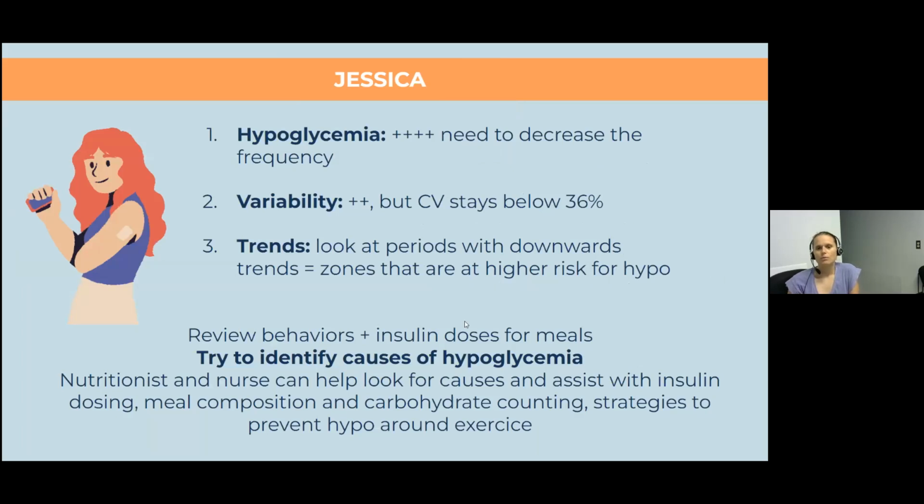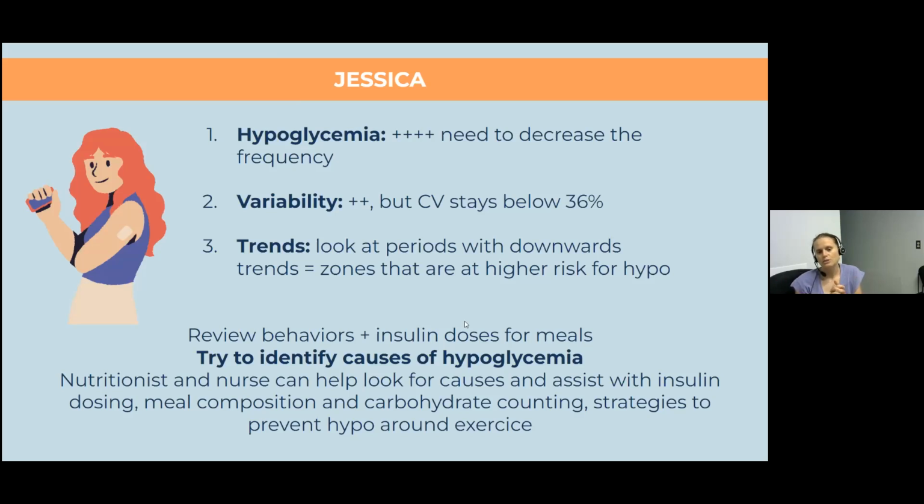So for Jessica, what we really need to address and what she can address with her healthcare team is the frequency of hypoglycemia. So we really want to decrease that percentage of time spent in hypoglycemia. Her variability is moderate. Her CV stays below 36%, but she's limited. So we want to make sure that we keep that variability there and that we're not going to increase it. And finally, for the trends, as I said, downward trends are really the trends that we're going to focus on to see those zones that are at risk for hypoglycemia.